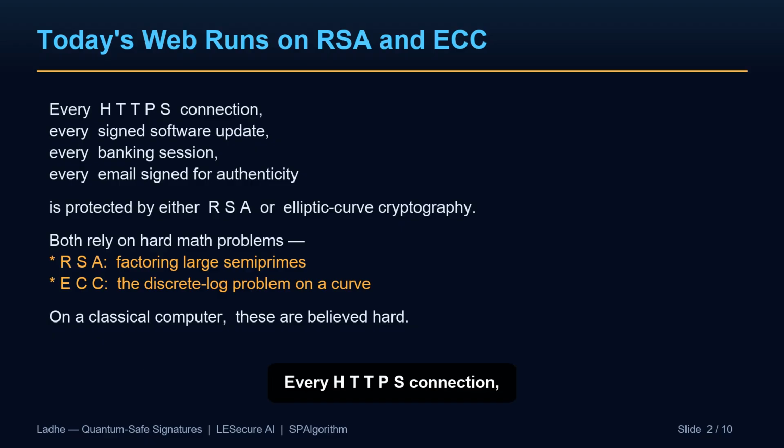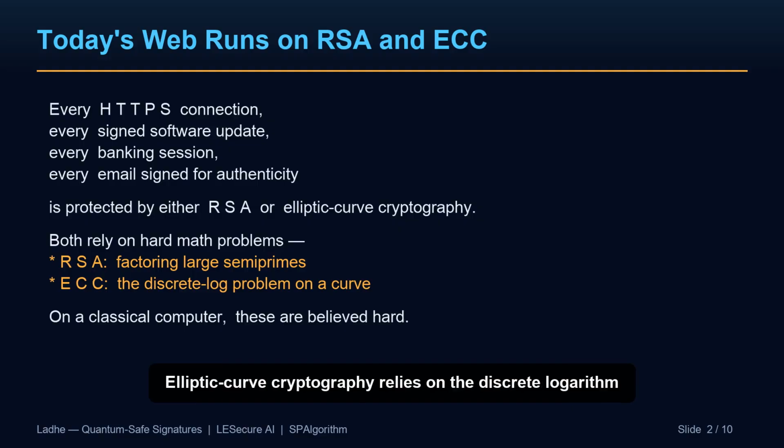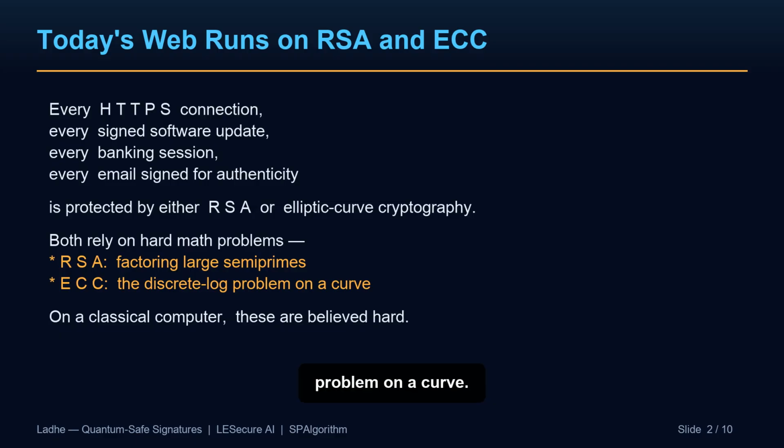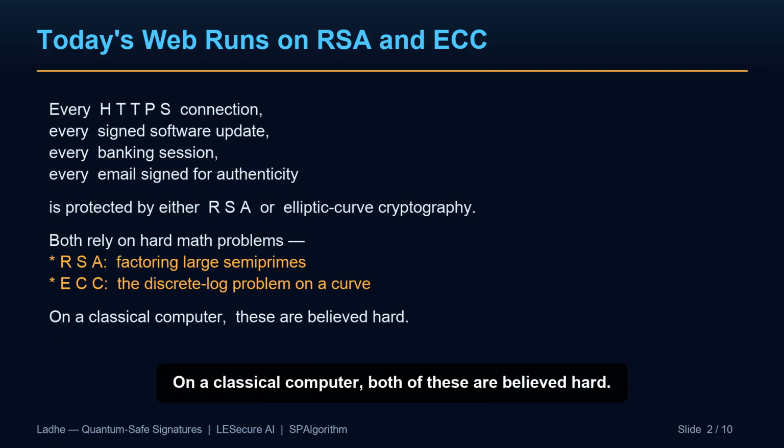Every HTTPS connection, every signed software update, every banking session, every authenticated email, all rely on one of these two families. Both are based on hard math problems. RSA relies on factoring large semiprimes. Elliptic curve cryptography relies on the discrete logarithm problem on a curve, on a classical computer. Both of these are believed hard.